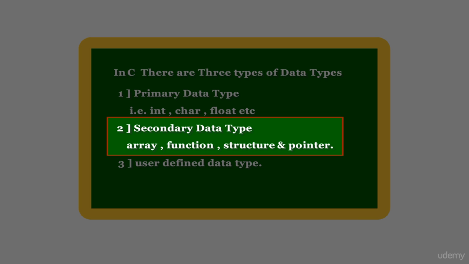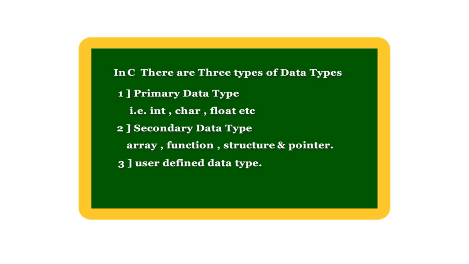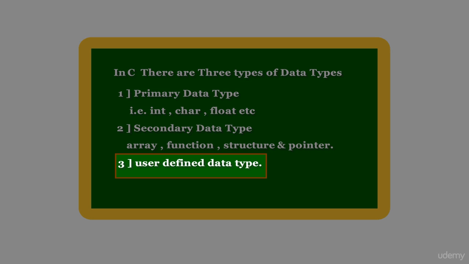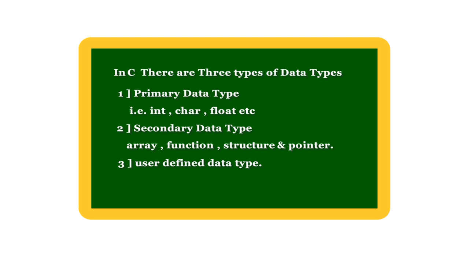The next type is the secondary data type. In secondary data type, array, function, structure and pointers are available. We are going to see in our upcoming lessons what arrays, functions, structures and pointers are. And the last category is user-defined data type. In user-defined data type, we use the typedef keyword, with the help of which we can define our own data type in C programming language.